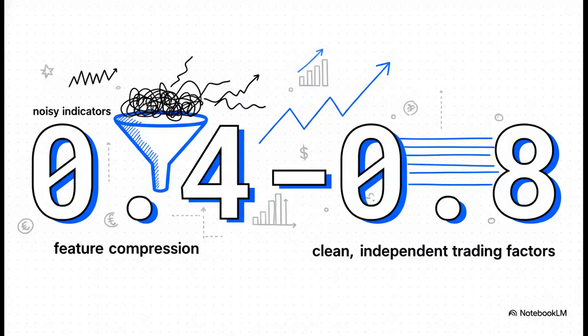And here it is, the bottom line, the actual result. For large-cap stocks, when you do this right, feature compression typically boosts your Sharpe ratio, which is your key measure of risk-adjusted return, by 0.4 to 0.8. That is a huge improvement, and you're getting it just by cleaning up the statistical noise from having signals that are all too similar to each other.